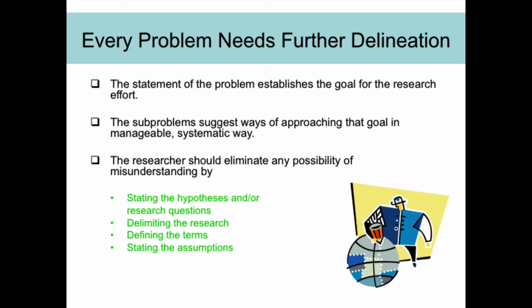Now, you may have thought that we were done with the research problem at that point, but in fact there is further to go. We've established the goal for the research with our problem statement, and we've looked at subproblems. But now we need to try to eliminate any possibility of misunderstanding. One of the things we need to do is to state the hypotheses and/or the research questions. These items arise out of the problem statement. Then we also need to delimit the research. We need to define any terms, and we need to state the assumptions that are there behind our work.